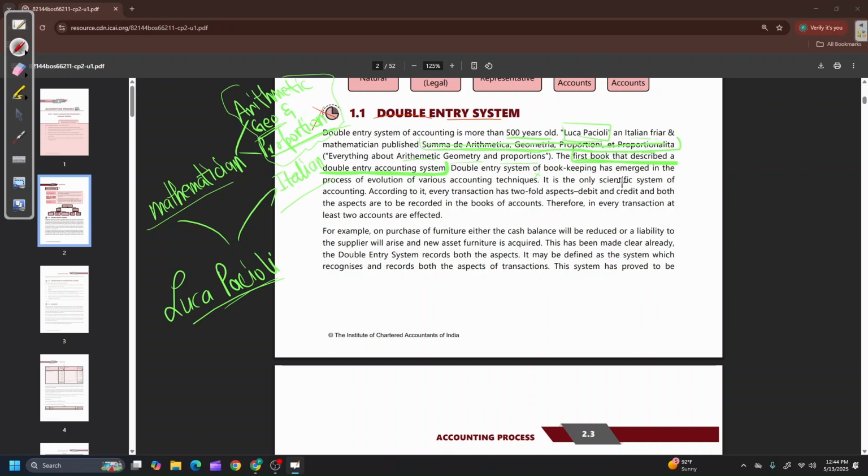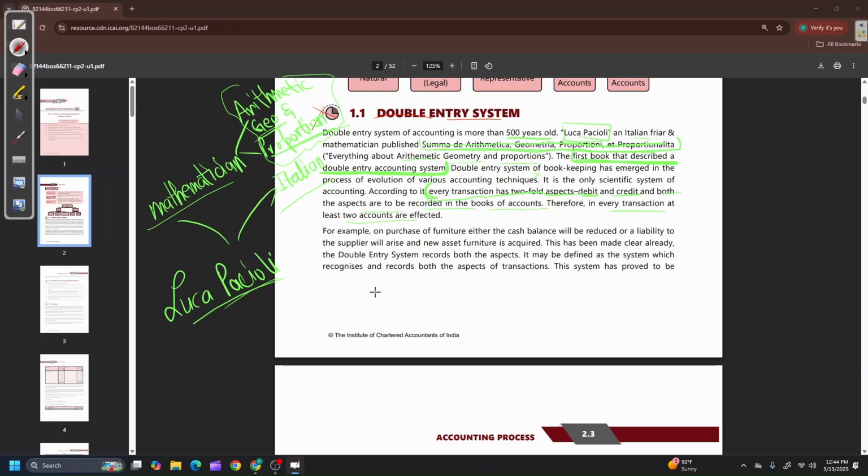It is the only scientific system of accounting. Now this is important. According to double entry system, every transaction has two-fold aspects, debit and credit, and both aspects are recorded in the books of accounts. Therefore, every transaction at least has two accounts affected.